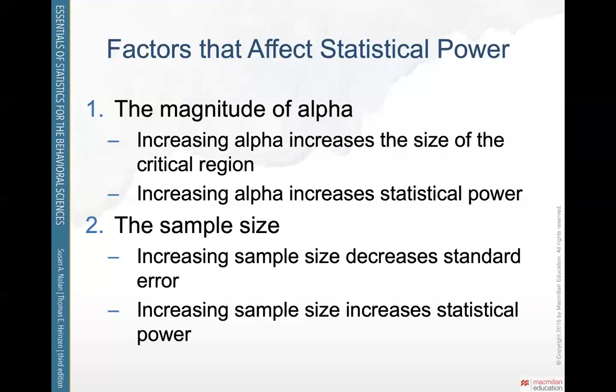The further from zero that the Z mean is, the more likely that Z mean is going to end up in one of the tails, in one of the critical regions. So increasing sample size also increases the likelihood that we'll find a statistical effect. Increasing sample size also increases our statistical power, because increasing the sample size decreases the standard error. When we decrease the standard error, it increases the magnitude of Z mean. And as we increase the magnitude of Z mean, the more likely Z mean is to fall into the critical region, which means we're more likely to find a statistically significant effect.